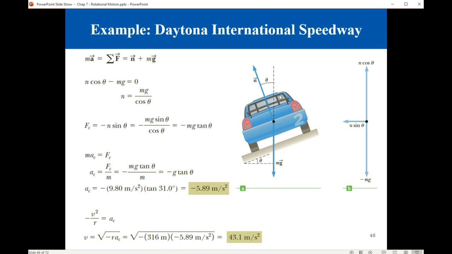So if the car moves with this velocity, it will maintain its motion in the orbit. If it speeds up, then it will slide up. If it slows down, then it will slide down. So the driver needs to keep this velocity if he or she wants to keep the same path for the car.